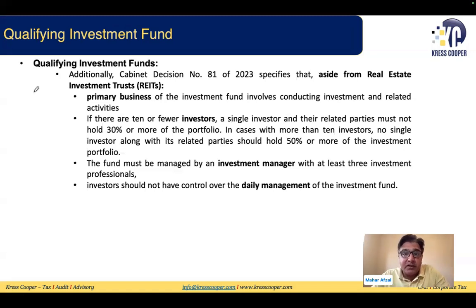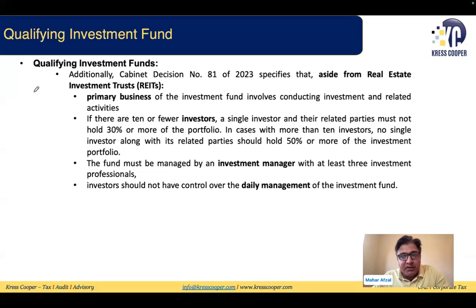This is the diversification condition. The investment manager must have at least 3 qualified investment professionals, and daily management is not being done by the investors. These are the conditions. We have discussed the 3 previous conditions and these 4 conditions. If all these conditions are satisfied, then a corporate tax registered investment fund can apply to the FTA to claim exemption.